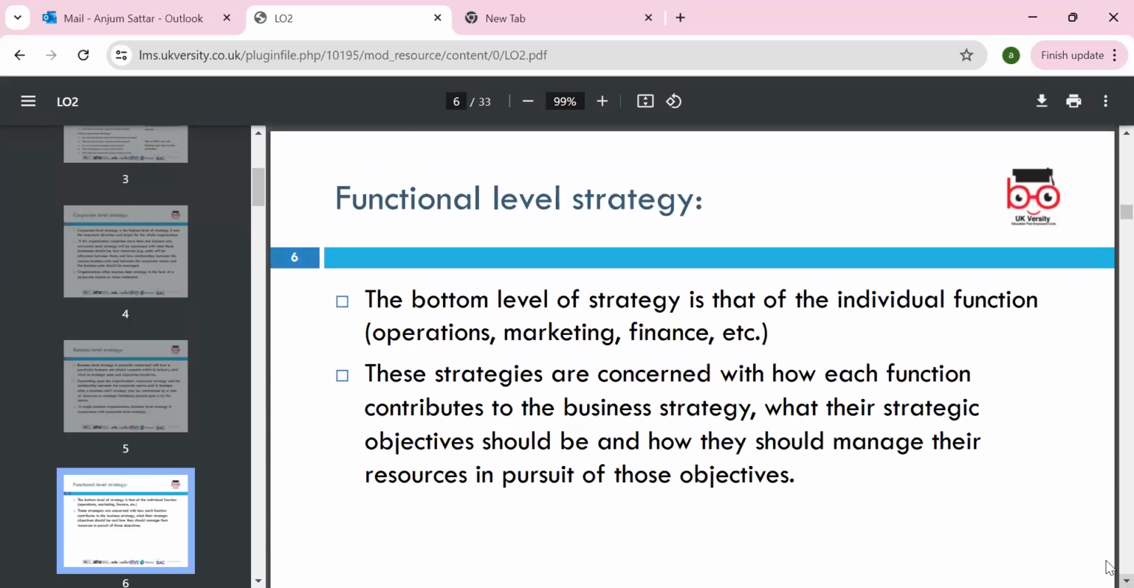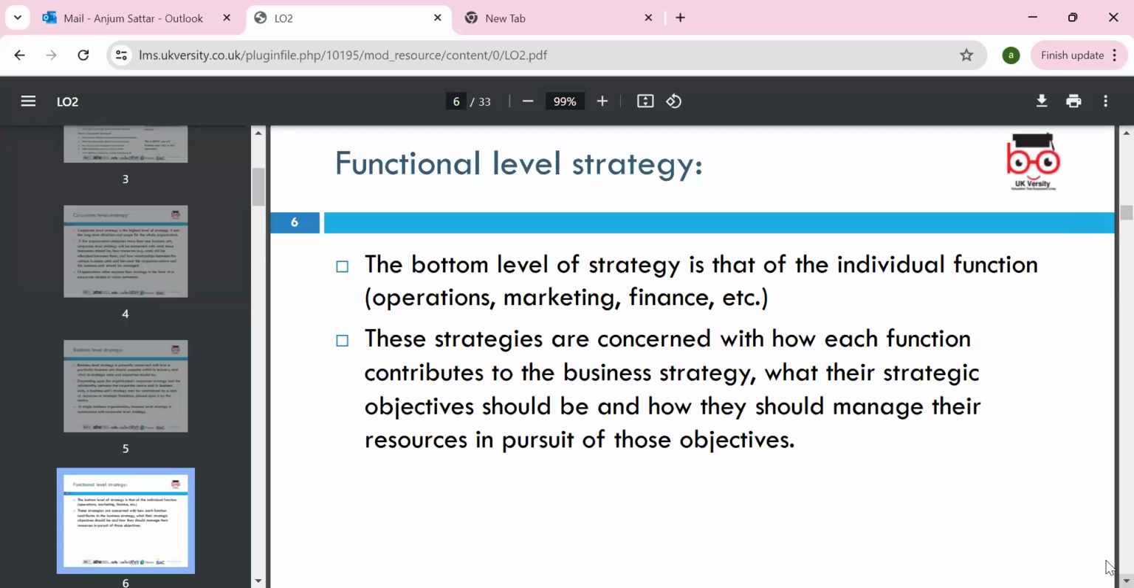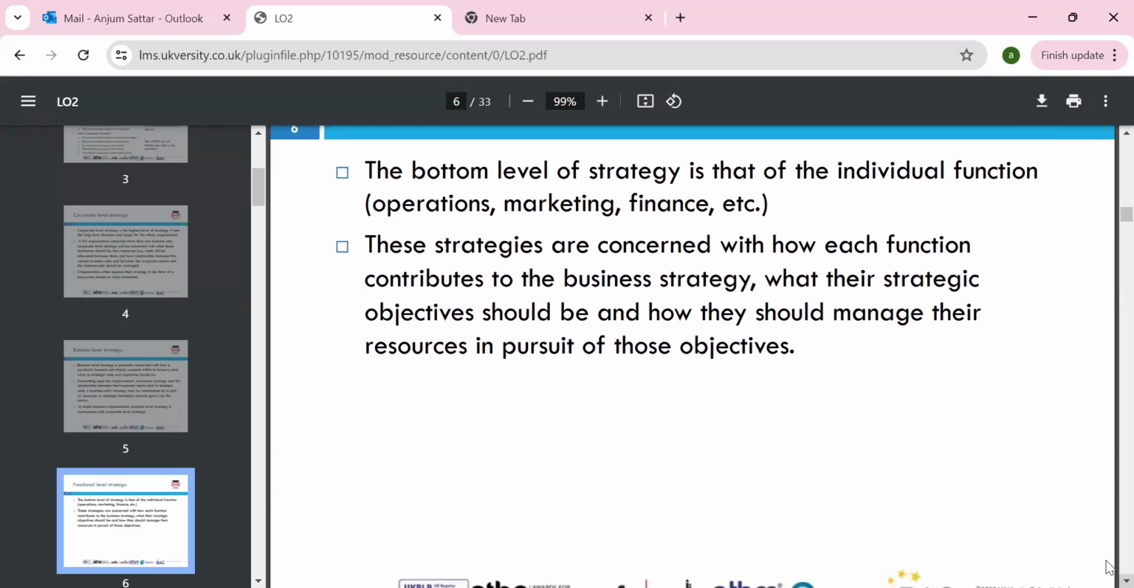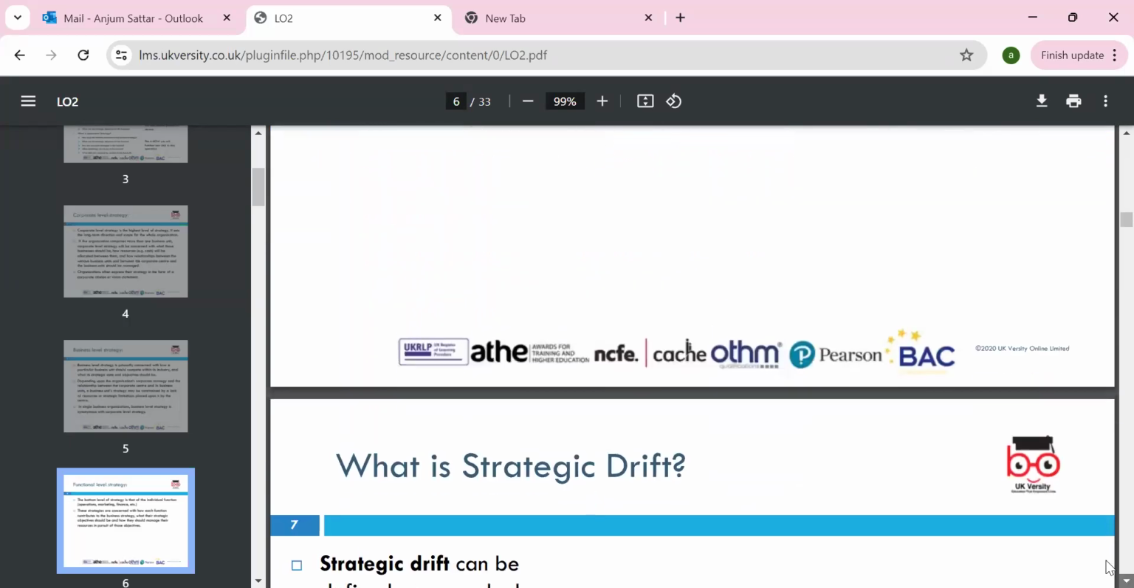Functional level strategies sit at the bottom level, covering individual functions such as operations, marketing, and finance. These strategies are concerned with how each function contributes to the business strategy, what their strategic objectives should be, and how they should manage their resources to pursue those objectives.